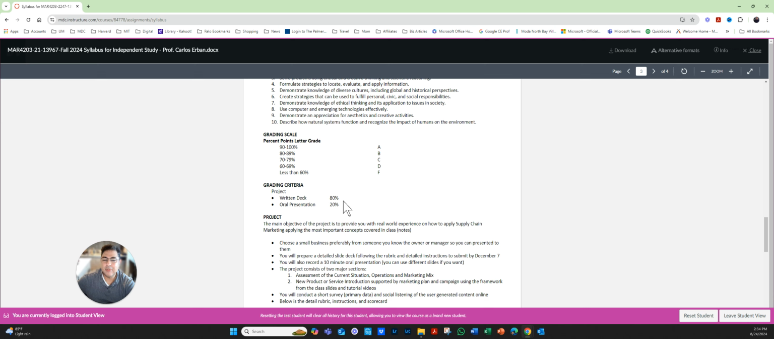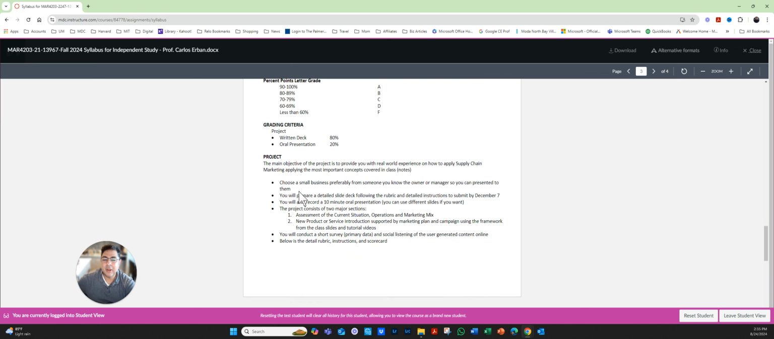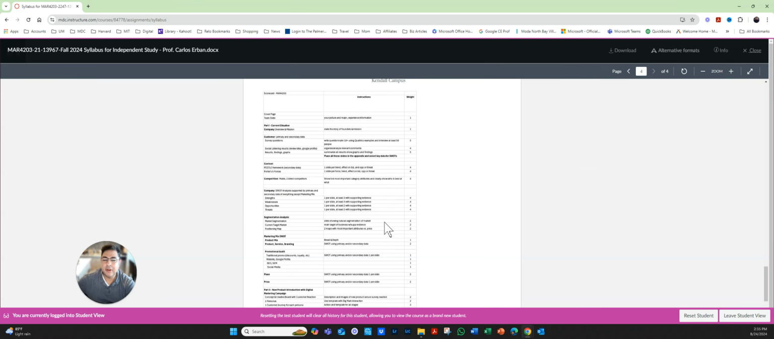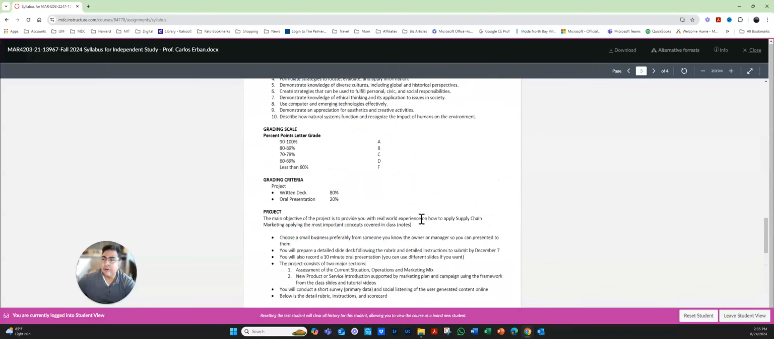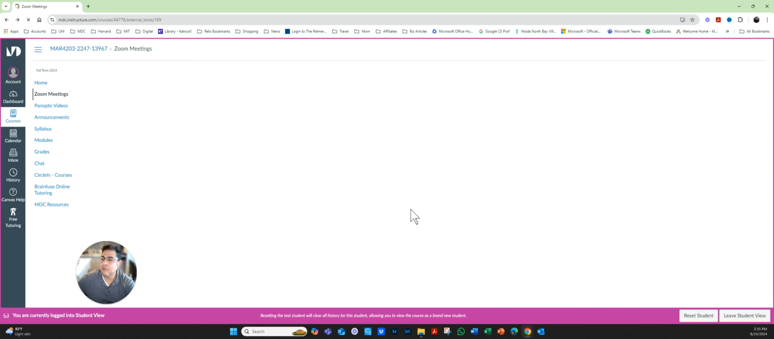So this is the grading criteria. The written deck is 80% of the grade. The oral presentation is 20% of the grade. So you're going to present to me one-on-one. Here is a summary of the project. Here is the rubric. So we're going to go over all of these on Monday.